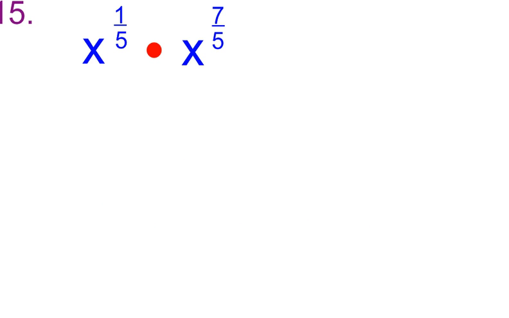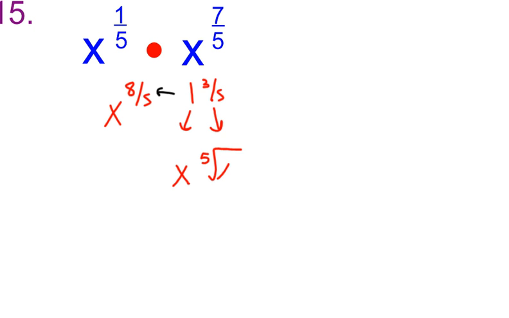Number 15 is a lot like 13, where I have the same base, so I'm going to add those exponents. 1/5 plus 7/5 is 8/5. I could move this to radical form, but if you remember from before, when this is an improper fraction, I know I need to reduce that somehow. So I'm going to rewrite this as 1 3/5. Then when I move it to radical form, I realize this 1 is an x to the first. And then I move this to radical form. It's the 5th root of x cubed.